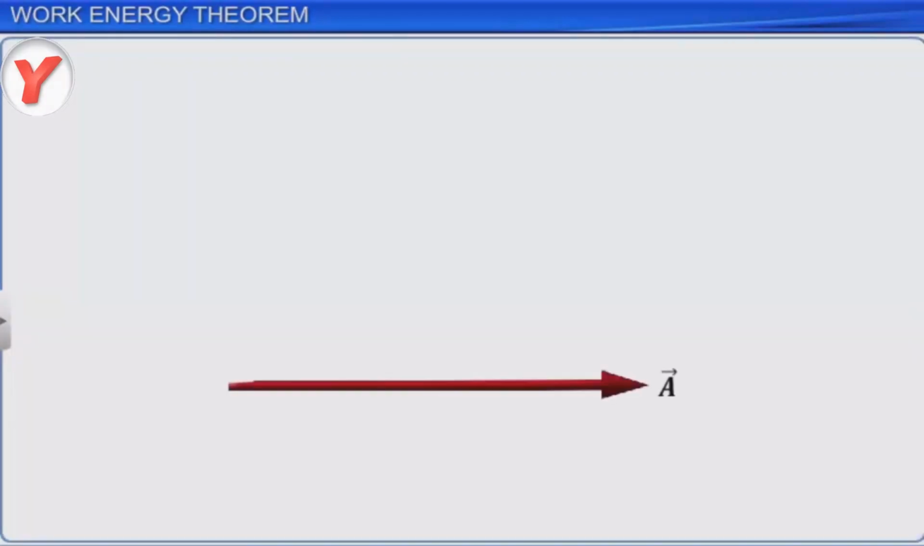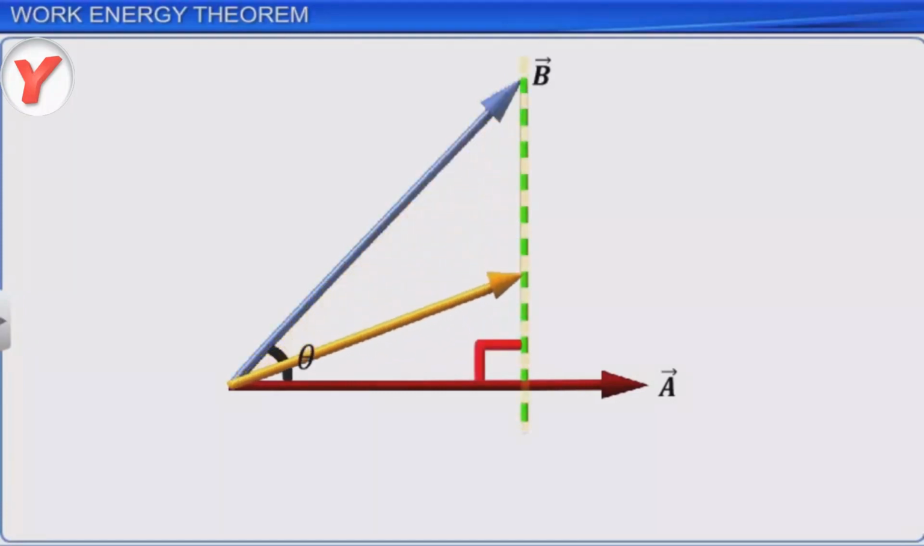Consider the two vectors A and B inclined as shown. Theta is the angle between the two vectors. The component of one vector in the direction of the other is called the projection of the vector on the other vector, and is denoted by the product of the magnitude of the vector and the cosine of the angle between them. Hence, we see that B cos theta is the projection of vector B on vector A.